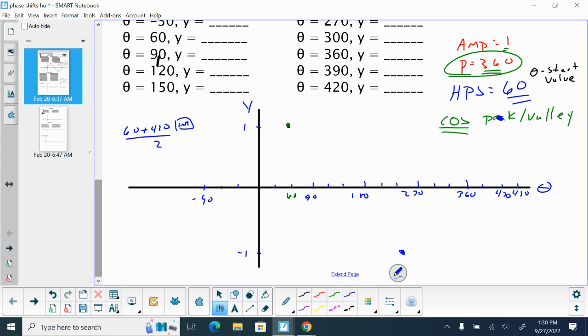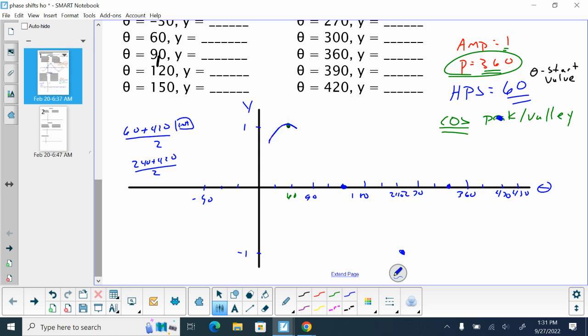We play our games of halves between 60 and 240, which will be 150 degrees: 60 plus 240 is 300, divided by 2. 150 will be at our 0 value. And then halfway between 240 and 420, we have 240 plus 420, and we divide that by 2. That gives me 660, divided by 2, gives me 330 degrees.